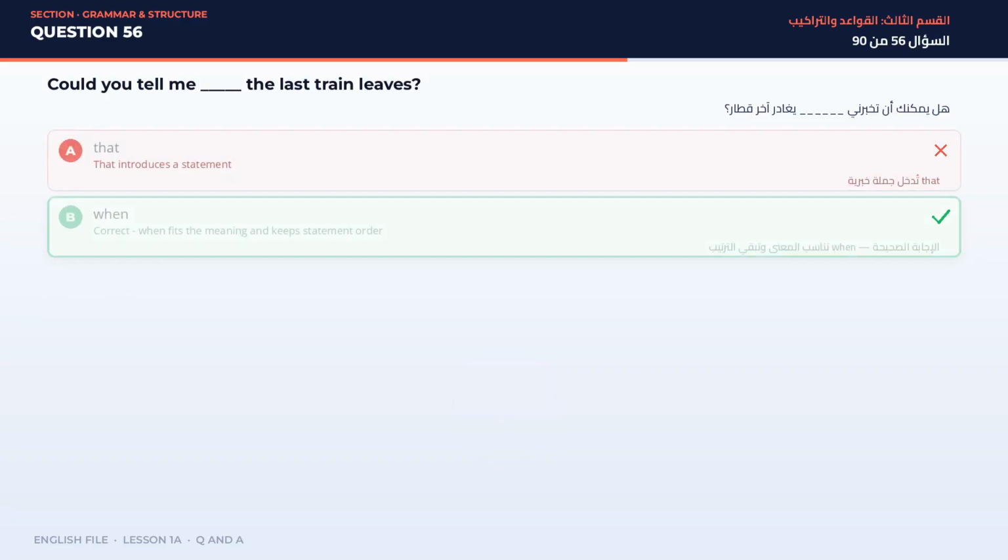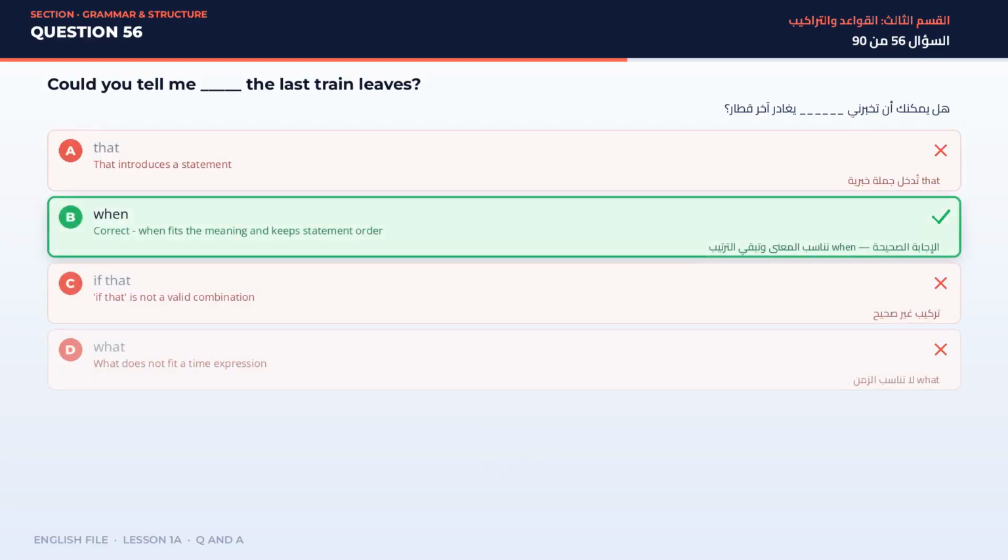Question 56. The answer is B, when. When fits the meaning and keeps statement order. Not A, that introduces a statement. C, if that is not a valid combination. D, what does not fit a time expression.